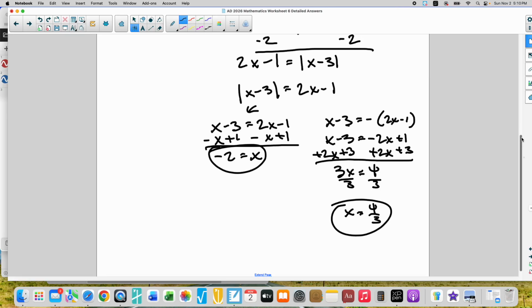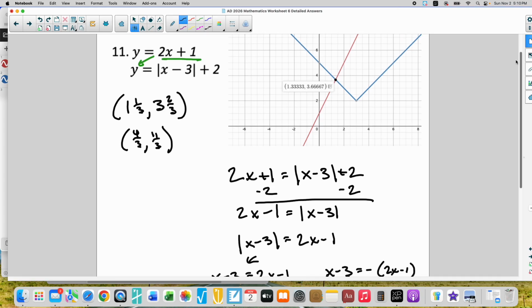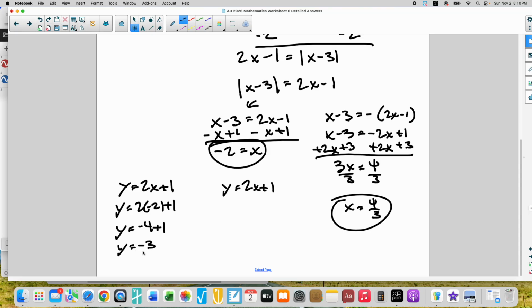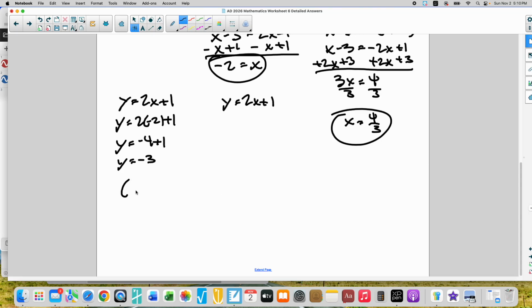So now we take it and plug it back into one of the originals. Let's use y equals 2x plus 1. Let's plug this one in here. Y equals 2 times negative 2 plus 1. Y equals negative 4 plus 1. Y equals negative 3. So that would be a point, negative 2, negative 3.